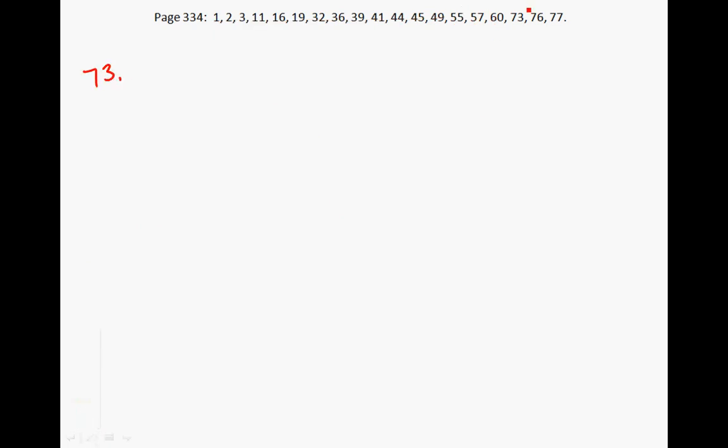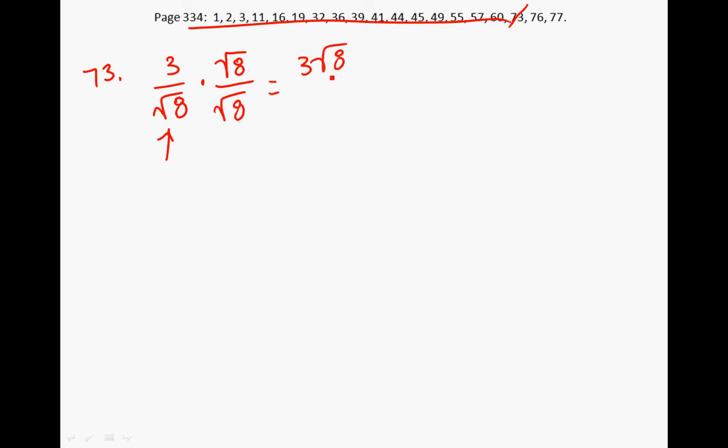Number 73. We're just rationalizing the denominator. So this first one is 3 over square root of 8. We don't want this 8 to be down there, so we're going to multiply by root 8. So we end up with getting 3 root 8 in the denominator over 8.